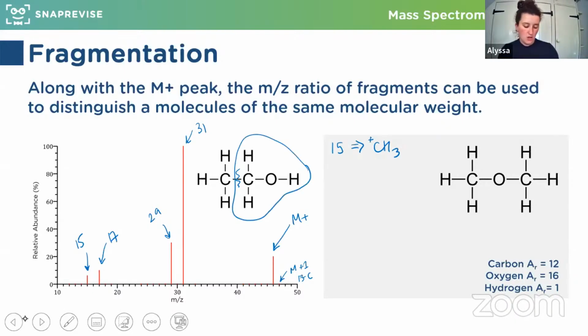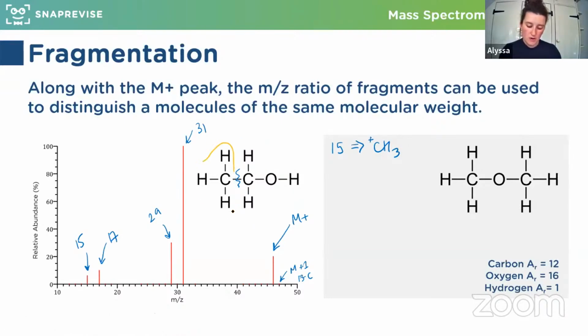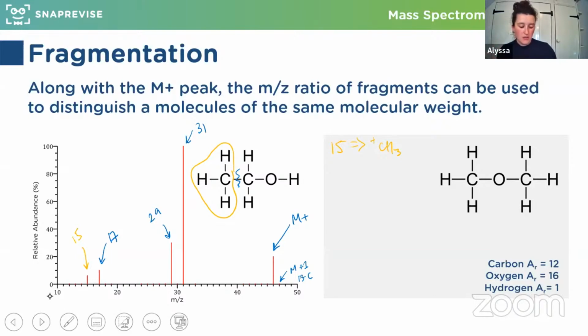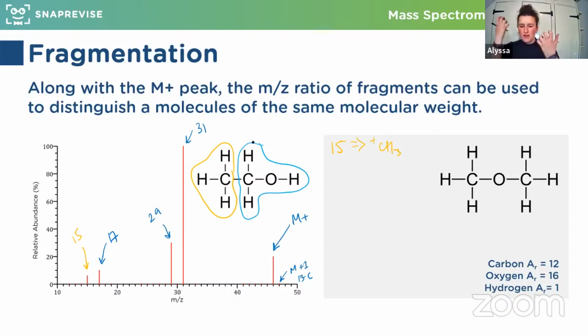So let's use my colors. I love a bit of color. Let's go orange. So we've got peak 15, which is due to our CH3 fragment. Yeah, lovely. Looks like some people have recognized the other bit, which I'm going to do in blue, because if it's broken, you've got to have both bits. You can't just randomly have one bit and not the other.